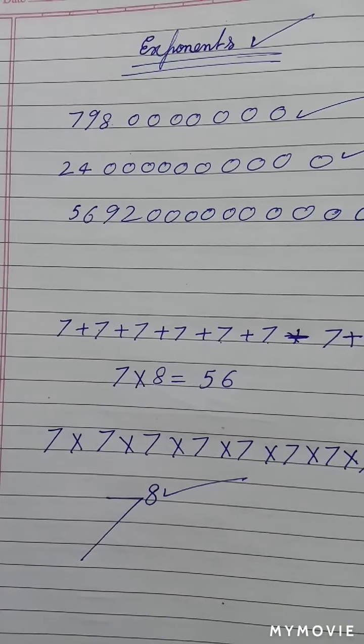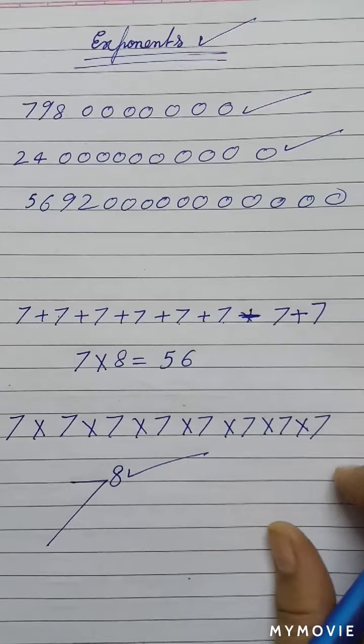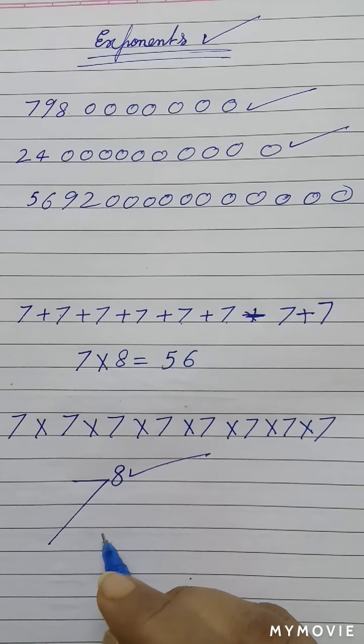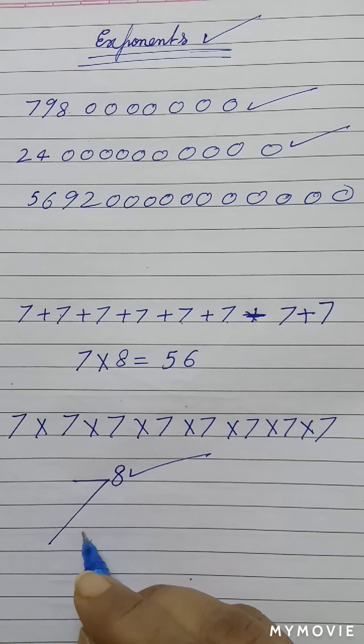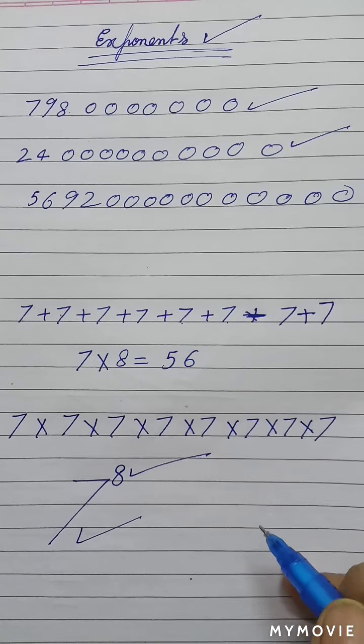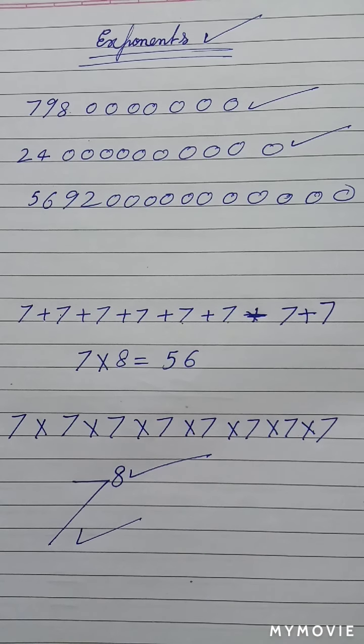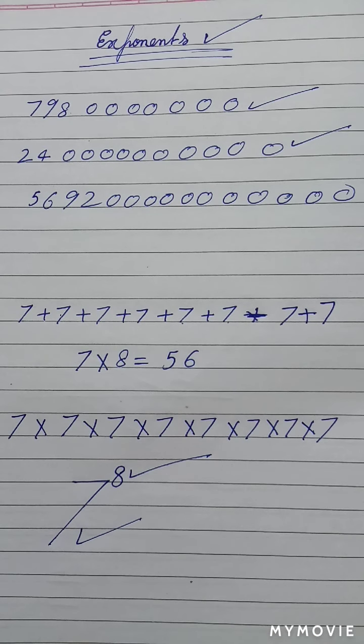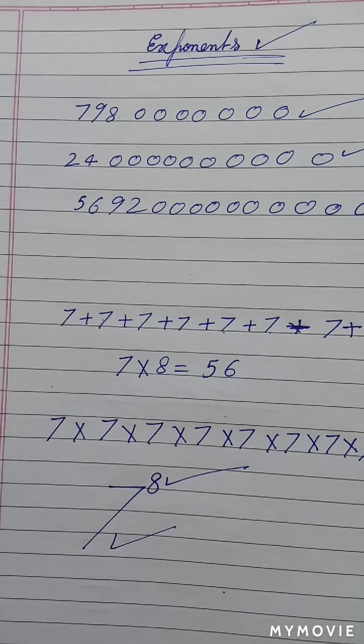So the number that is being multiplied several times is expressed as a base. Like in this case, 7 is the base and the number of times we have multiplied the number is expressed as the exponent. We can also call it 7 raised to the power 8 or the 8th power of 7.